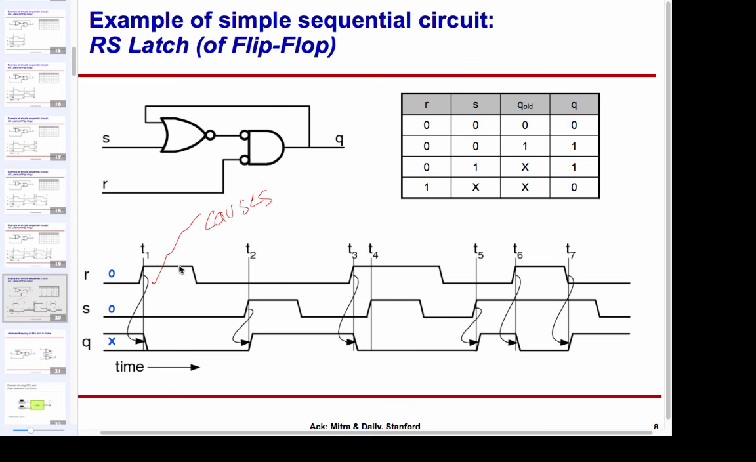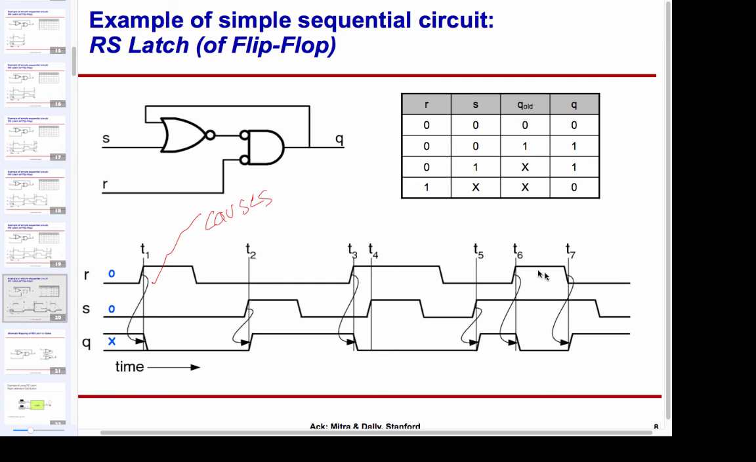Then for a certain time, R remains stable. And then after a while, R goes back to 0. From this point onwards, R is 0, S is 0, and Q maintains its state. Then at time t2, S becomes 1. S goes to 1, R is still 0. Looking at our timing diagram, R equal to 0 and S equal to 1 means Q has to be 1. So again, as a result of this edge, Q goes high after a teeny bit. And this whole process continues.